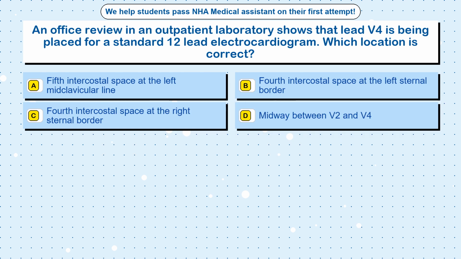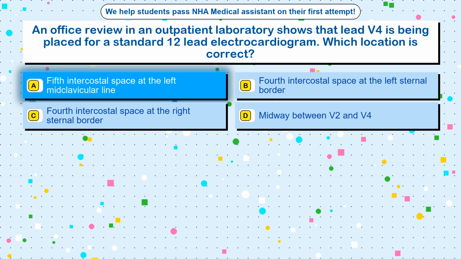Question 99. An office review in an outpatient laboratory shows that lead V4 is being placed for a standard 12-lead electrocardiogram. Which location is correct? Option A, 5th intercostal space at the left midclavicular line. Option B, 4th intercostal space at the left sternal border. Option C, 4th intercostal space at the right sternal border. Option D, midway between V2 and V4. The correct answer is option A, 5th intercostal space at the left midclavicular line.